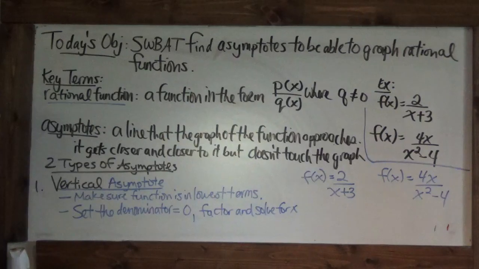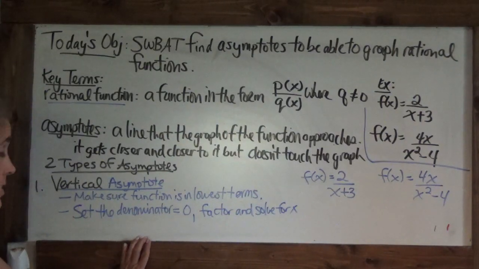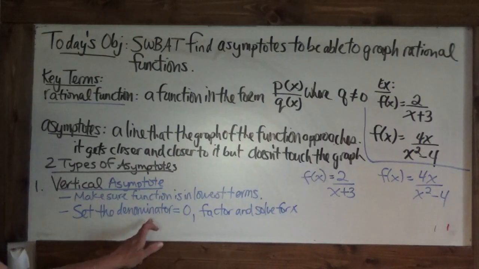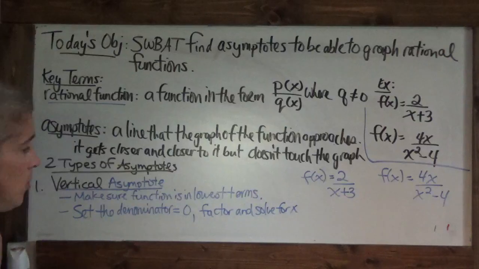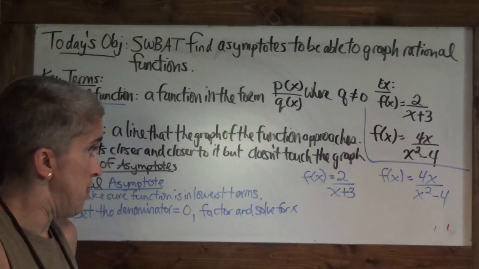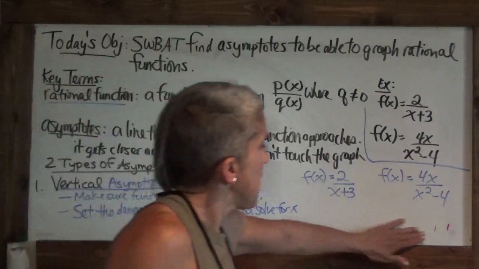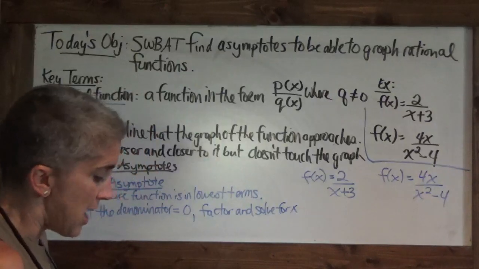So we want to make sure the function is always in lowest terms before we find the vertical asymptote. And all we need to do for this is to get our denominator and make it equal to 0. If you can factor it, factor it. If not, you just solve it for x. So here are two examples of rational functions, and we want to find the vertical asymptote.